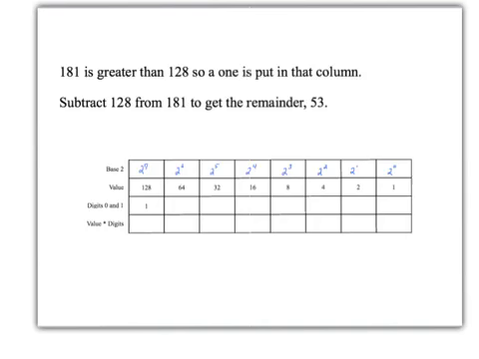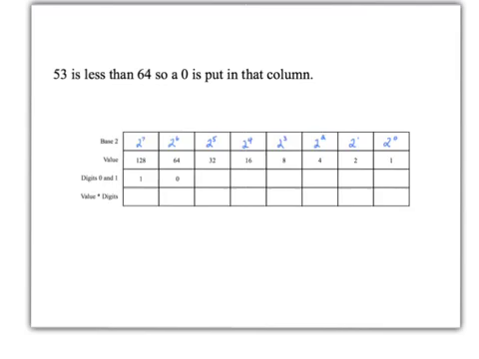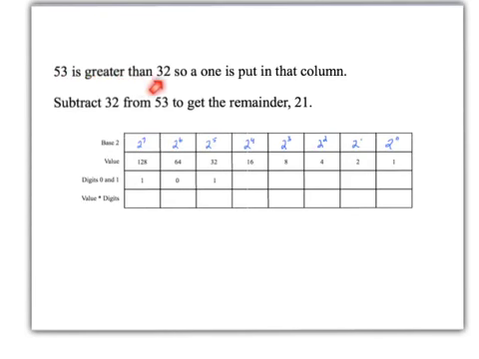181 is greater than 128, so we're going to put a number 1 in that column. Next, subtract 128 from 181 to get the remainder 53. 53, our remainder, is less than 64, so we put a 0 in that column. 53 is greater than 32, so we can put a 1 in that column. Subtract 32 from 53 to get 21.